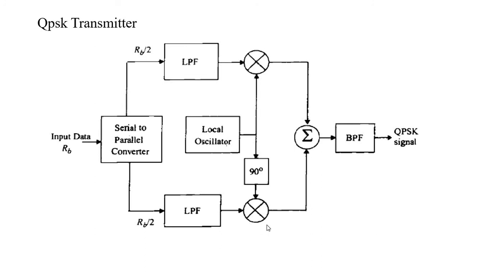Normally each branch will be BPSK only, but once we sum up these two, we will get the QPSK signal, that is the quadrature phase shift keying signal.